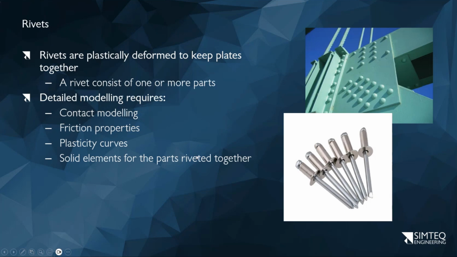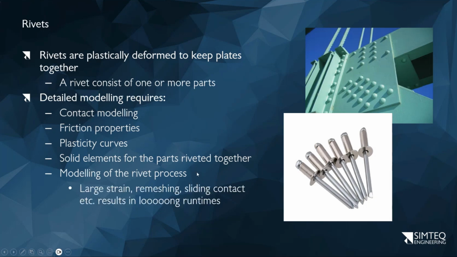We'll again need solid elements for the plates. Otherwise, again, the through thickness stress is wrong, meaning my connection will not work well. So that preload that we'll get will be badly represented. We also need to model the rivet process to get to the right final shape. And in the end, we'll end up with an analysis with large strain, remeshing, sliding contact, and so on. And we'll end up with insane run times. And that's just to get it into place.